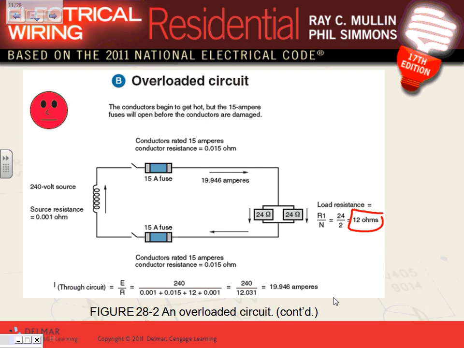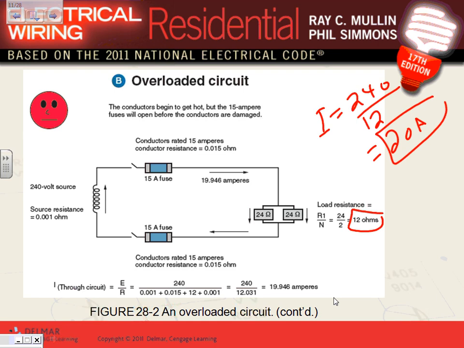Okay, so that's 12. Everybody knows why 12, because I added two resistors in parallel. Now do the same math. The simple math is I equals 240 divided by 12, and that will give me 20 amps. That's simple math, ignoring the impedance of the cables and the conductors, which is what we do all the time, because it's not substantial. And you agree with me, 19.946 is really close to 20 amps. What happened to the number 14 conductor? It's supposed to be limited to carrying 15 amps. This is overloaded.